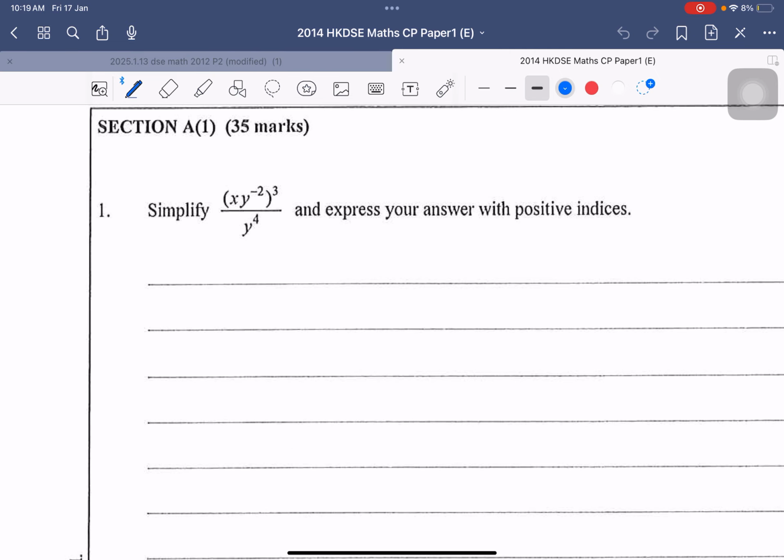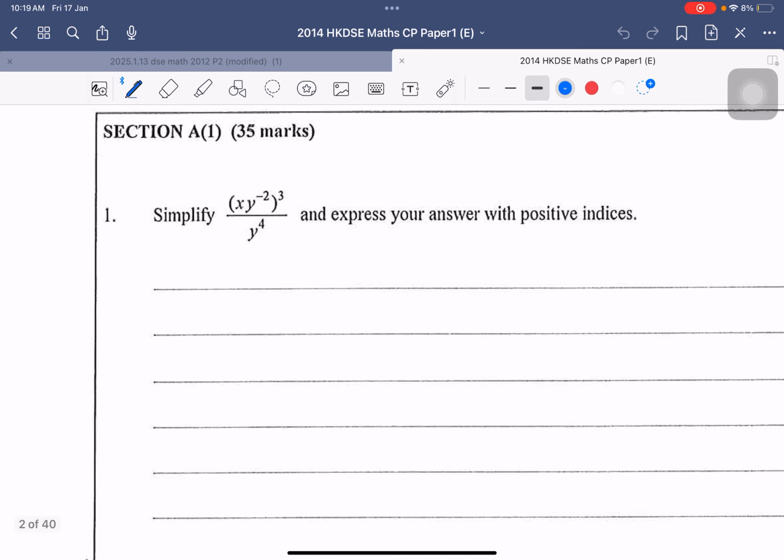Alright, for the first question, anyone get it wrong? Okay, I just used 10 seconds to finish it. What's the first step? Expand bracket. Expand bracket, so I have x to the power of 3, y to the power of negative 6.